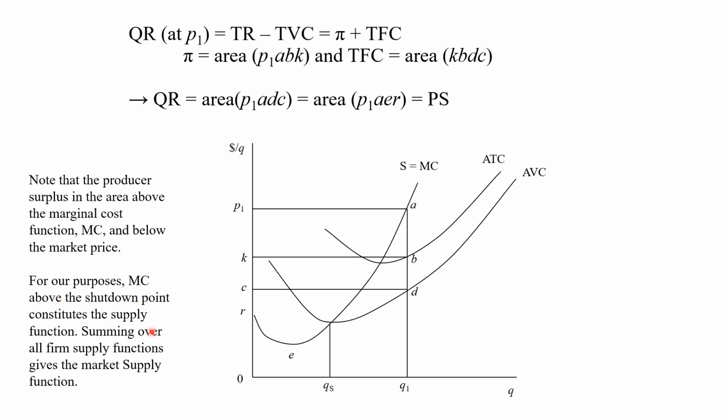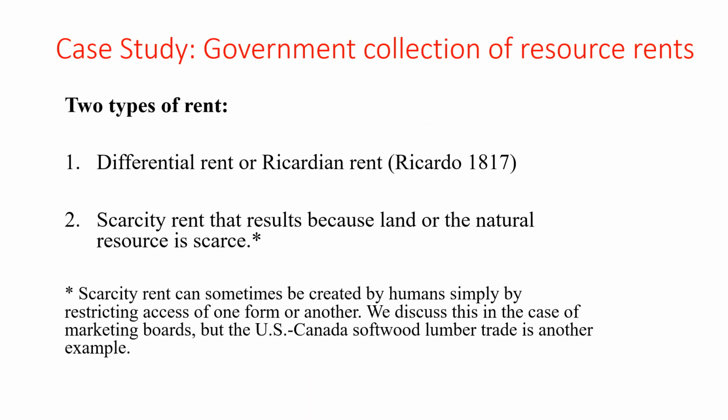For our purposes, marginal cost above the shutdown point, remember here's your shutdown point, QS is your shutdown, you won't produce anything below QS. That constitutes the supply function. Summing over all firm supply functions gives the market supply function.